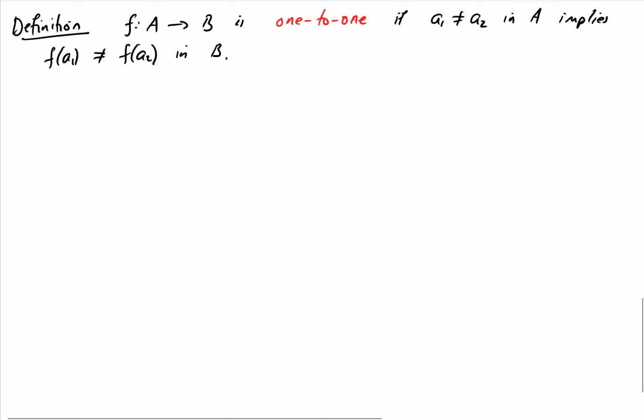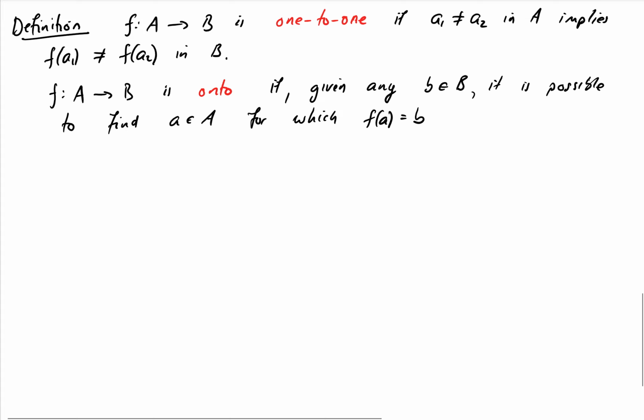Second thing is onto, that comes with one-to-oneness. A function is onto if given any value in our codomain or our output set big B, we can find a value of A in our input set big A that maps to it. So we touch every possible element in our output set, mapped to by something from our input set. There's no empty spots in our coverage.